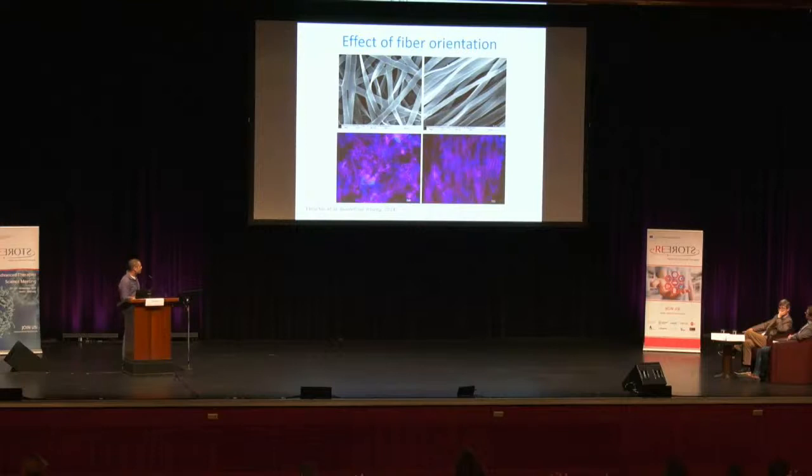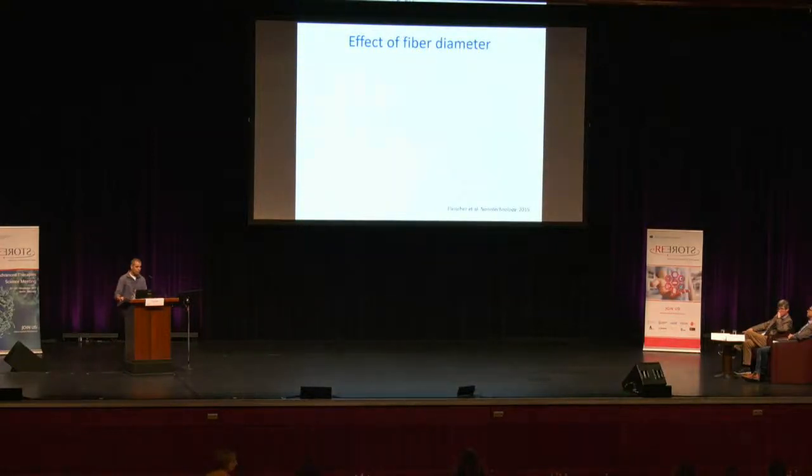So this is just one example. You can see that on the aligned fibers, the cells are elongated and aligned. And this is extremely important when we're talking about cardiac tissues because we want to have an anisotropic tissue so that the electrical signal will be conducted nicely. And here on the randomly oriented fibers, we do not get such morphology.